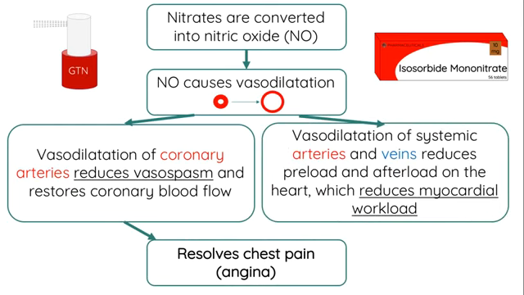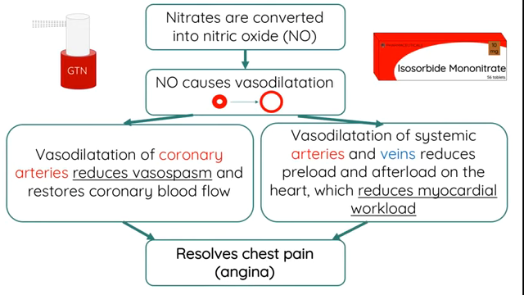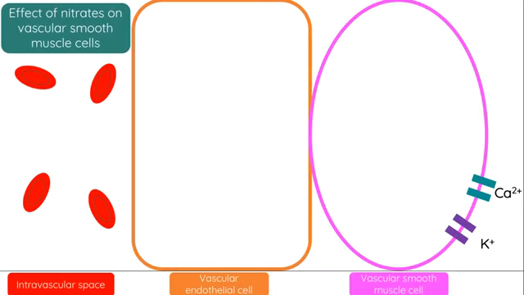Now, as well as coronary arteries, nitrates can have vasodilating effects on the systemic arteries and veins, which works essentially to reduce the workload on the heart, and that will be covered in slightly more detail towards the end of the video. Now let's have a quick look at the effects that nitrates have on vascular smooth muscle cells and how that leads to vasodilatation.